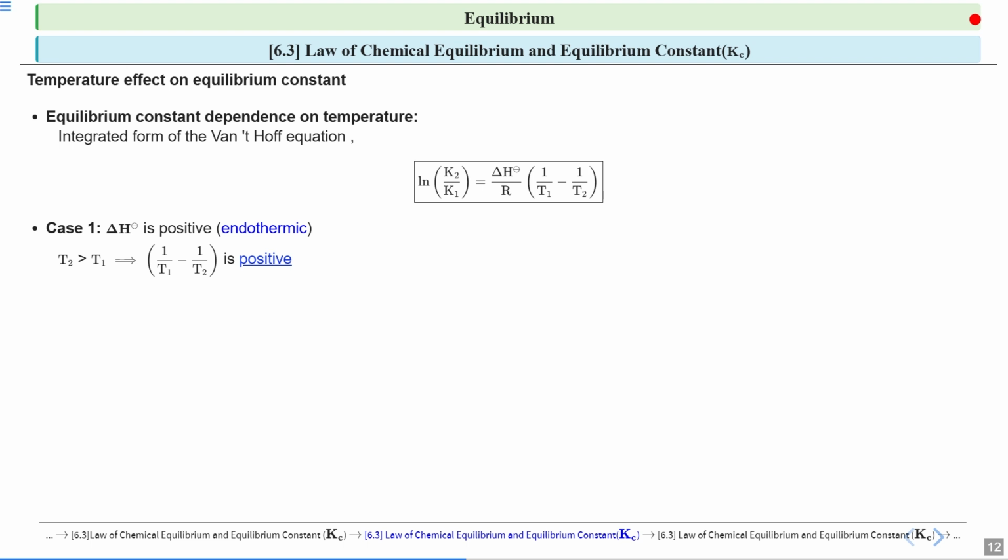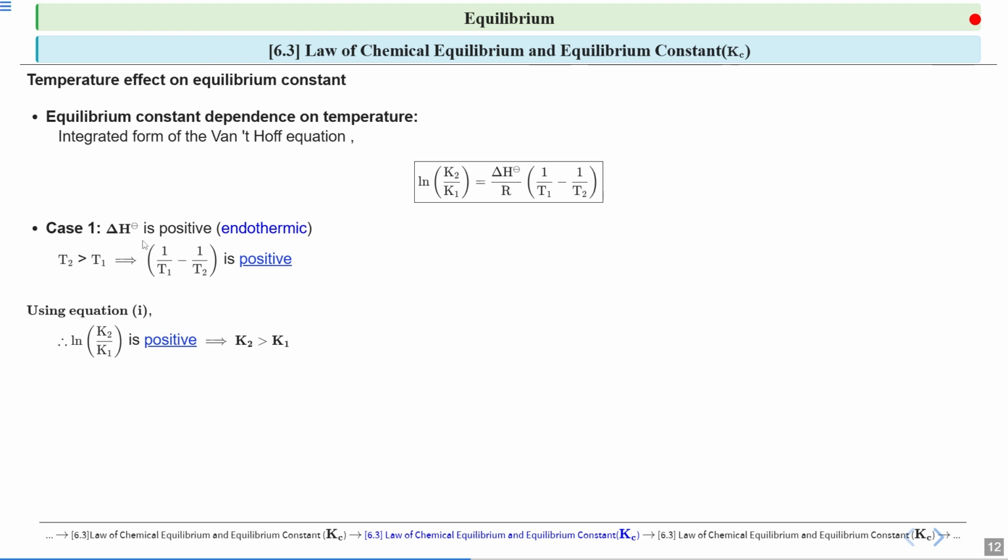Why is it so? Can anybody think of it? Yeah, it's very simple. You are taking the reciprocal. So if 2 is less than 3, then 1 by 2 is greater than 1 by 3. So it's a simple analogy. You can calculate this value. Similarly, if T2 is greater than T1, then 1 by T1 is greater than 1 by T2. Therefore, their difference will be positive. So this whole thing on the right hand side will be positive because delta H naught is already positive.